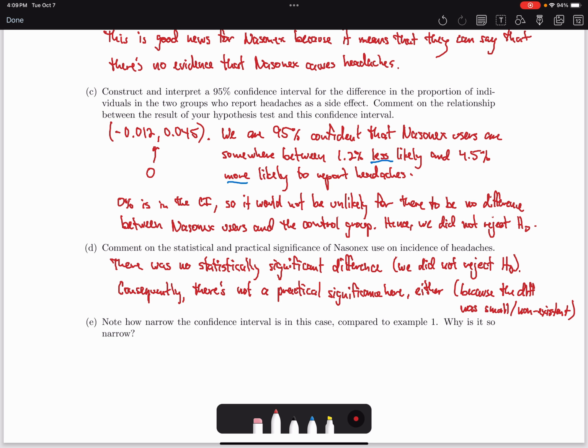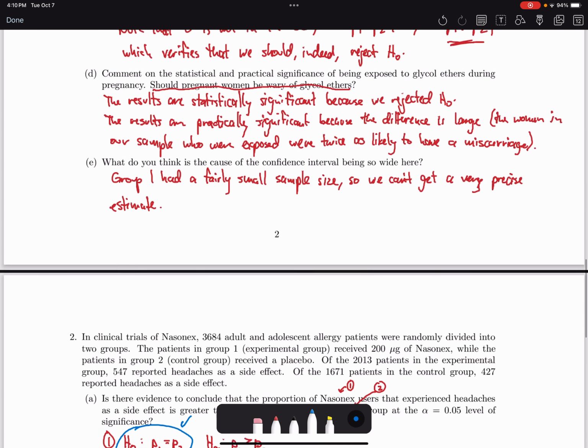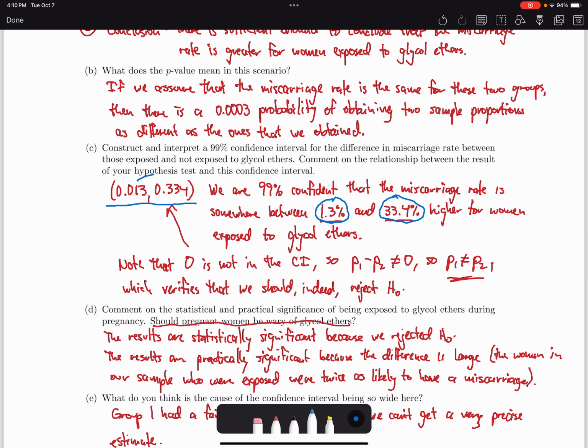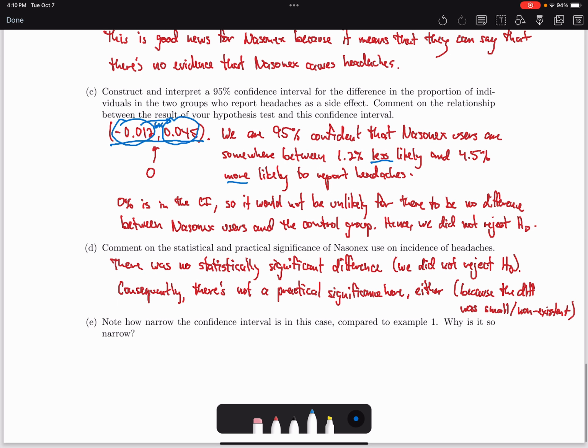Okay, part E. Note how narrow the confidence interval is in this case compared to example 1. Okay, so our confidence interval here, the distance between the lower bound and the upper bound, in other words, the width of the interval, it looks like it's maybe 5-6%, closer to 6%. So there's like a 6% gap here, like a 6% width. Okay, that's very narrow compared to example 1, where there was like a 32% gap, right? So the confidence interval here is much more narrow, right? It's not nearly as wide.